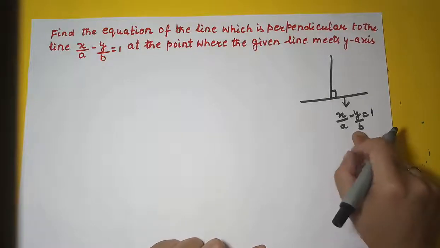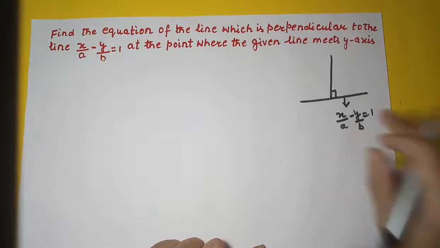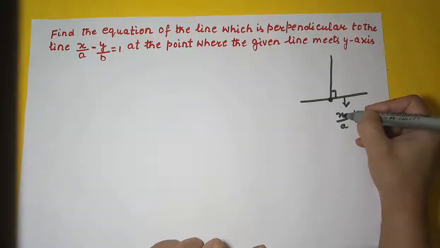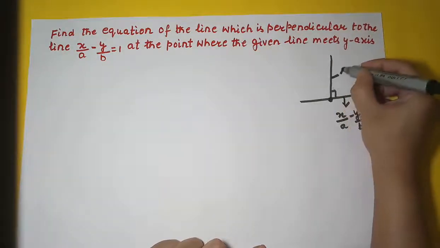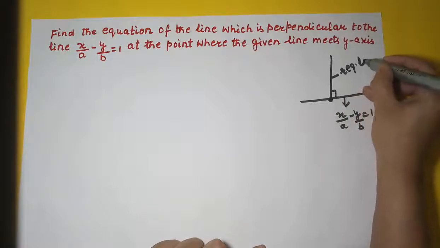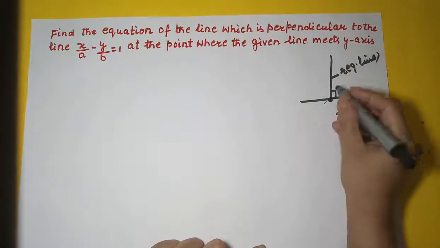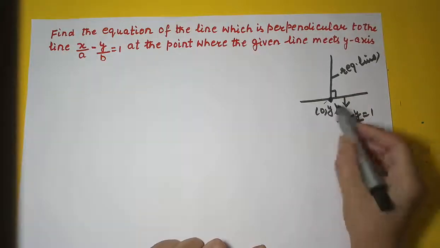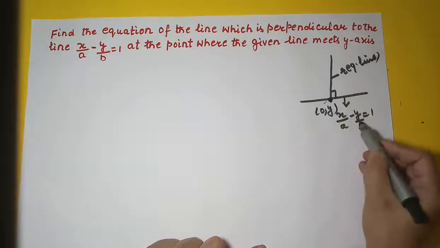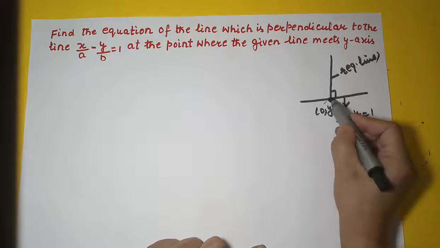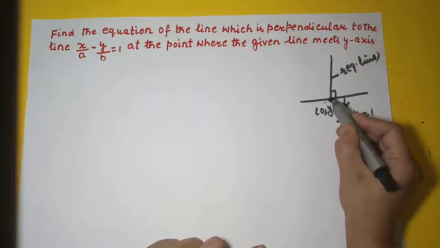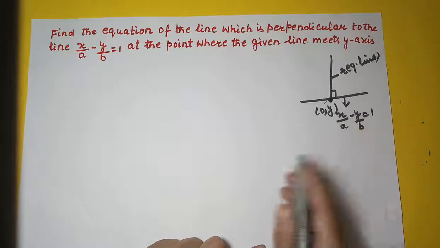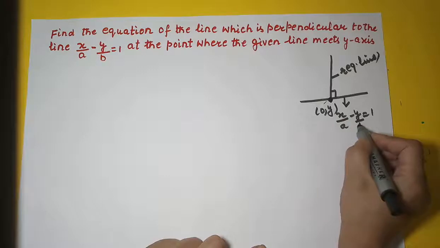At the point where the given line meets the y-axis. So here the given line meets this required line at the y-axis, right? So what will be the coordinates of this point? 0 and y, right? So we can calculate this point, because if the given line meets this required line at the y-axis, it means that it will pass through this point. So we will substitute the values of this here.